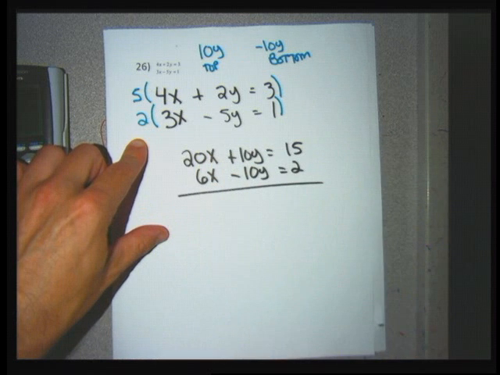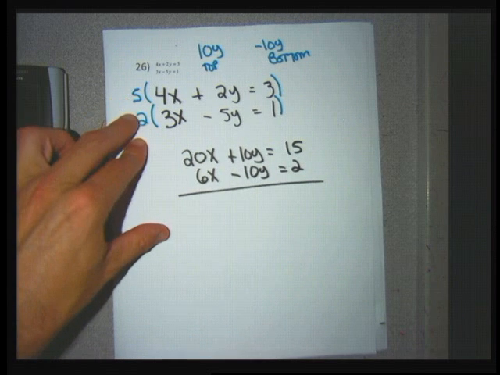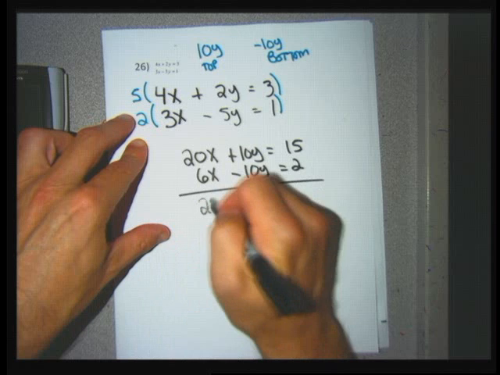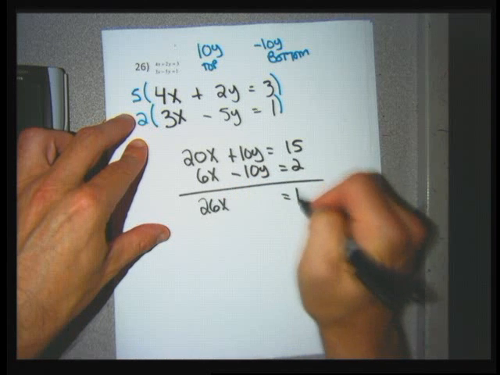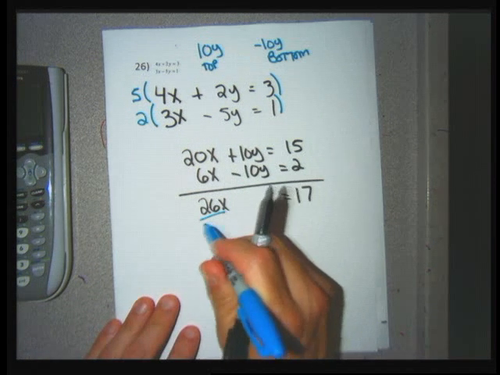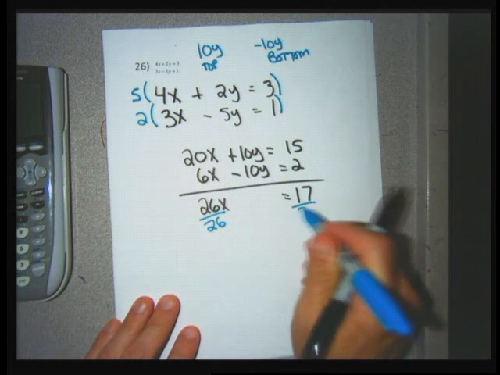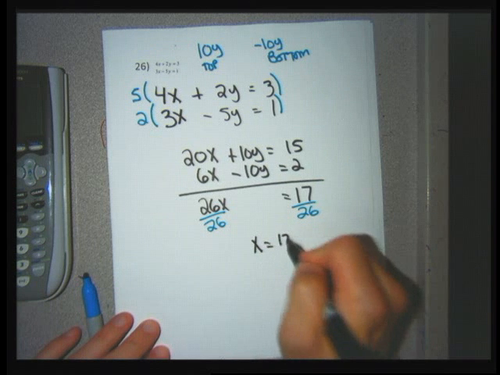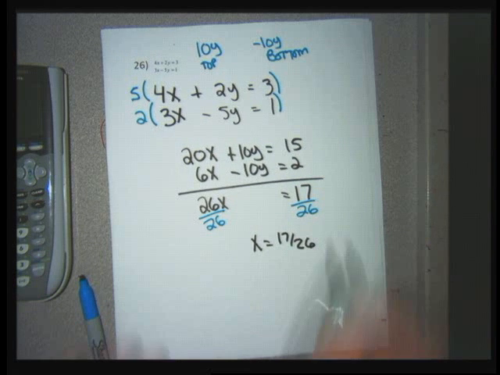Now when I add the equations together, assuming I did that right, I get 26x equals 17. Really horrible thing happening here. I'm getting a fraction answer. Divide both sides by 26. I get x is 17 over 26. Now I need to solve for y. This is going to be unpleasant. I'm going to pull out my calculator.